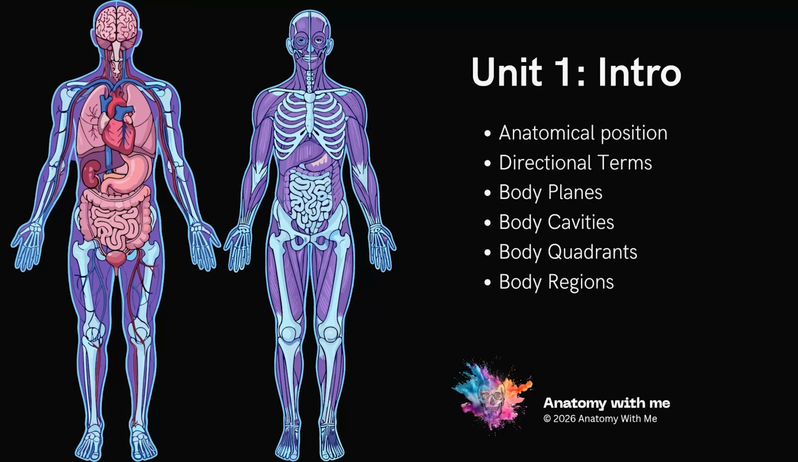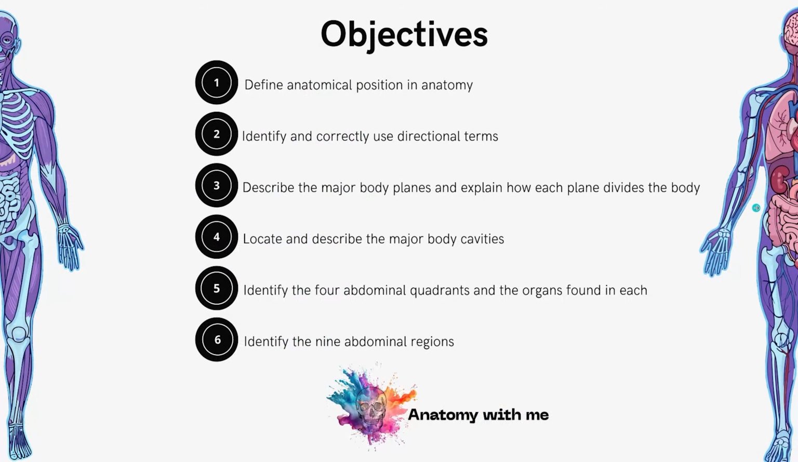This is day 1 of 12 to getting you prepped for anatomy and physiology. Today we're going to be doing Unit 1, Introduction to Anatomy and Physiology. We're going to talk about the anatomical position, directional terms, body planes, body cavities, body quadrants, and body regions. These are our objectives for today.